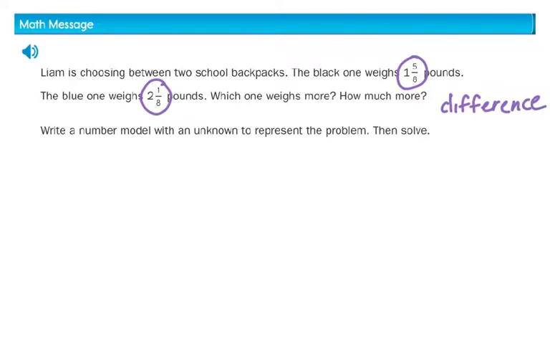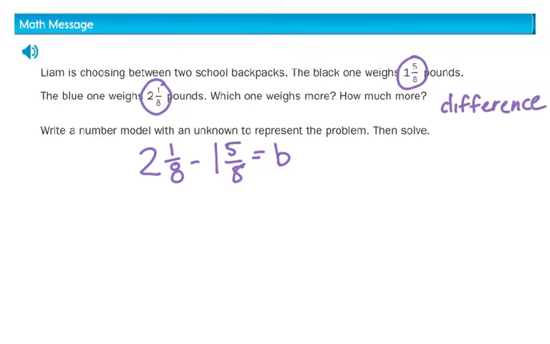So on your whiteboard, we're going to go ahead and write a number model using an unknown, which will be a variable, a lowercase letter. Remember, I always start when I'm subtracting with the larger number on top or first. So I would say 2 1/8 minus 1 5/8 is going to give me, maybe I put B for backpack.